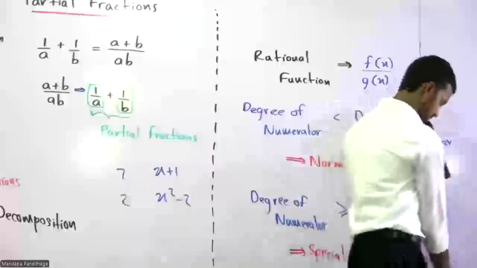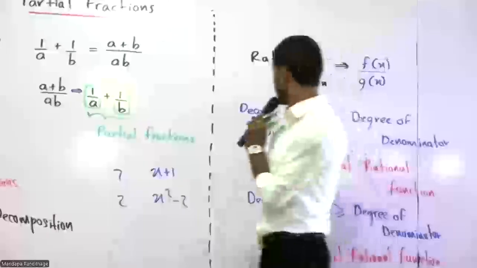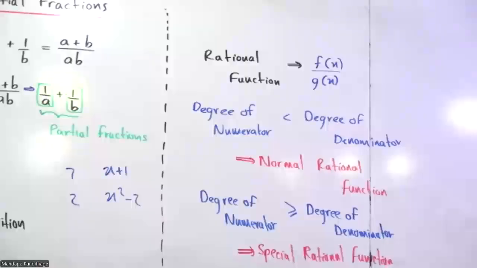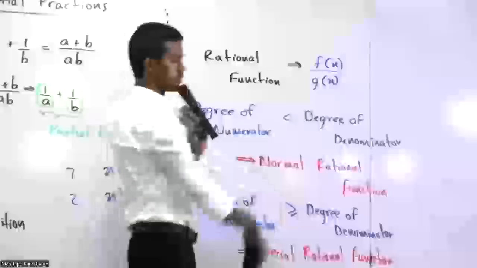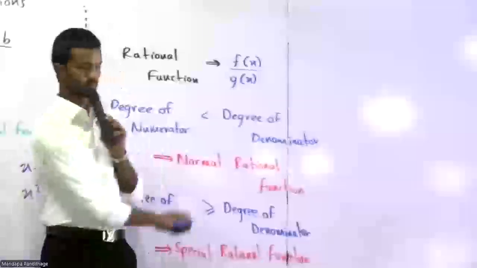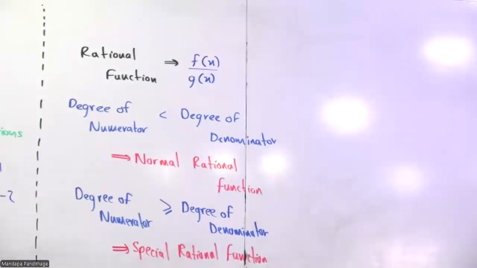Okay, write it in this way. There are two types of rational functions based on the degree of the numerator and the denominator.